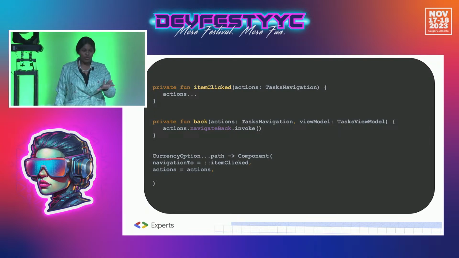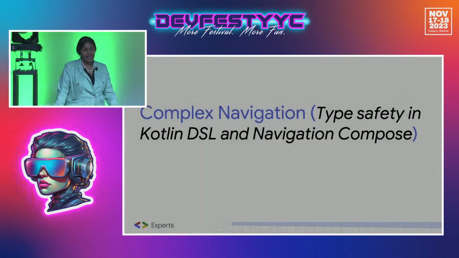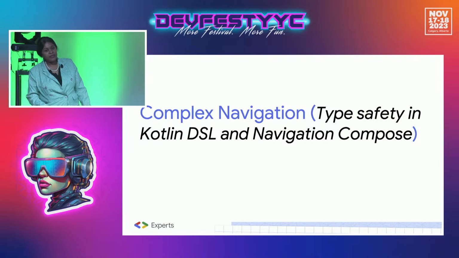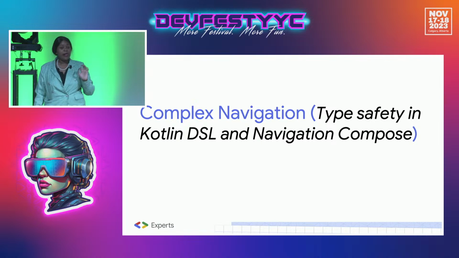So this is pure pseudocode. This one does not run, it will not work, but the previous one will work. So, complex navigation type safety in Kotlin DSL and Navigation Compose. This is also very important for anybody that's handling complex navigation.